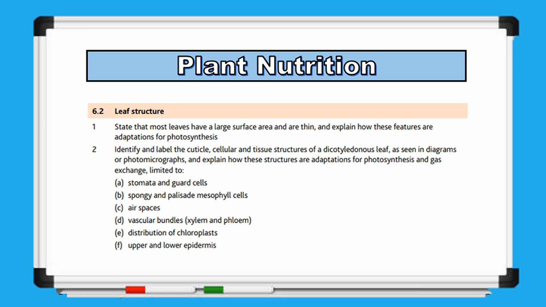Here's what the syllabus outlines under the topic leaf structure. That means Unit 6.2 is all about the plant leaf, its structure, and its functions. We've all seen leaves before, but today, we're taking a deeper dive into the fascinating world inside a leaf.